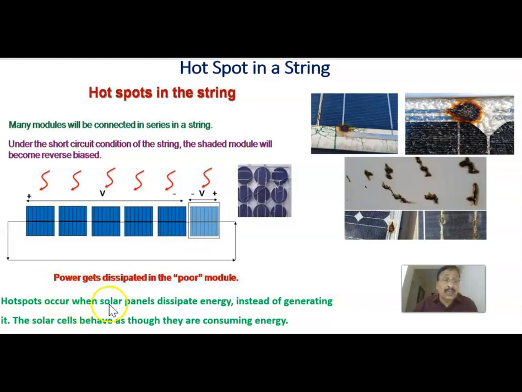And a hotspot occurs when the solar panel dissipates energy instead of generating it. Normally, a solar panel will be generating energy. But in this case, instead of generating energy, it is being dissipated in the solar panel. Therefore, that will produce the hotspot. These are the indications of the hotspot. The solar cells behave as if they are consuming energy rather than generating it. Energy will be dissipated, and that will appear as a hotspot. That is one effect of partial shading.